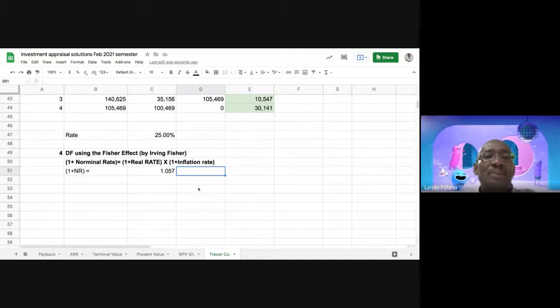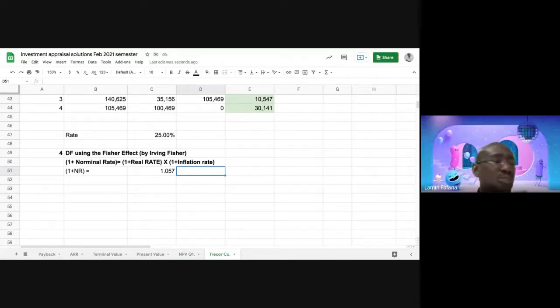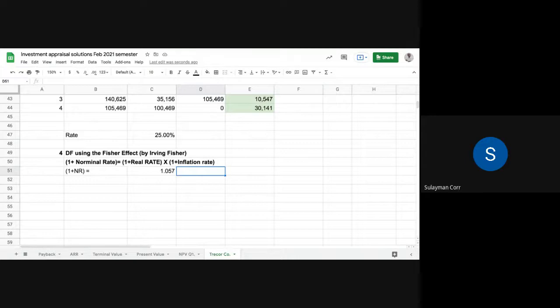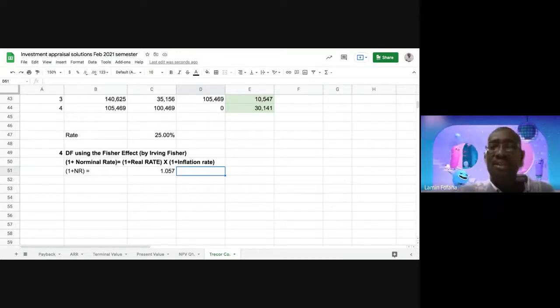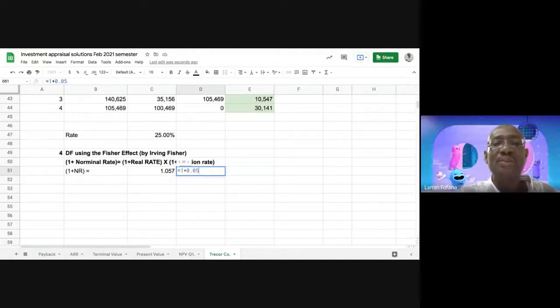Then multiplied by 1 plus the inflation rate. What is the inflation rate here? It's given in the question. Inflation is 5%. So we say equals 1 plus, and what is 5% in decimals? 0.05.